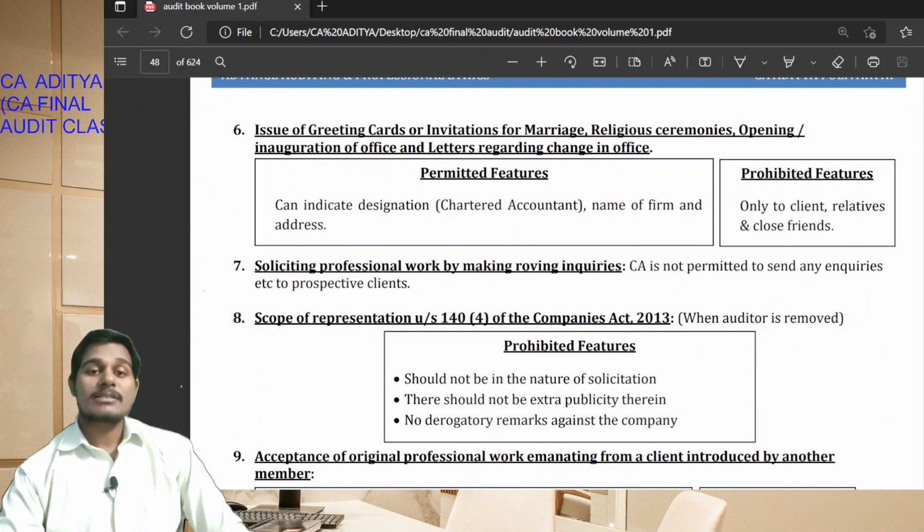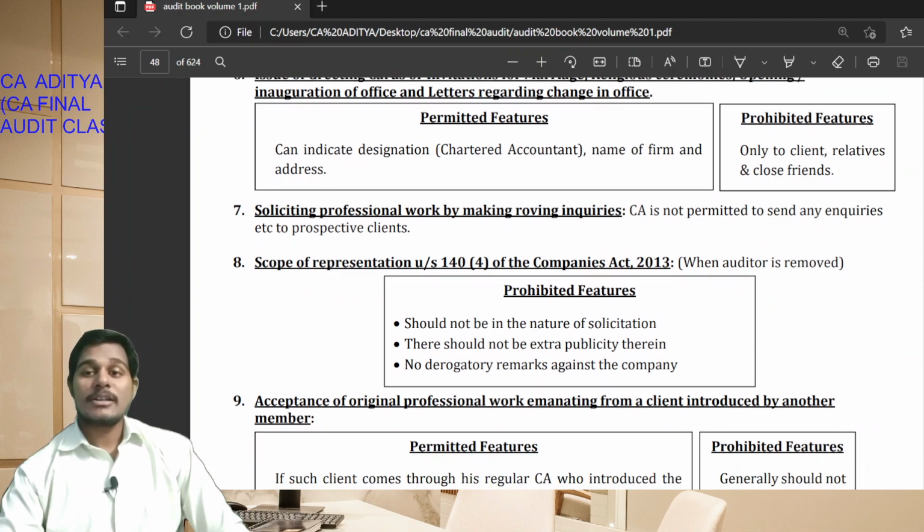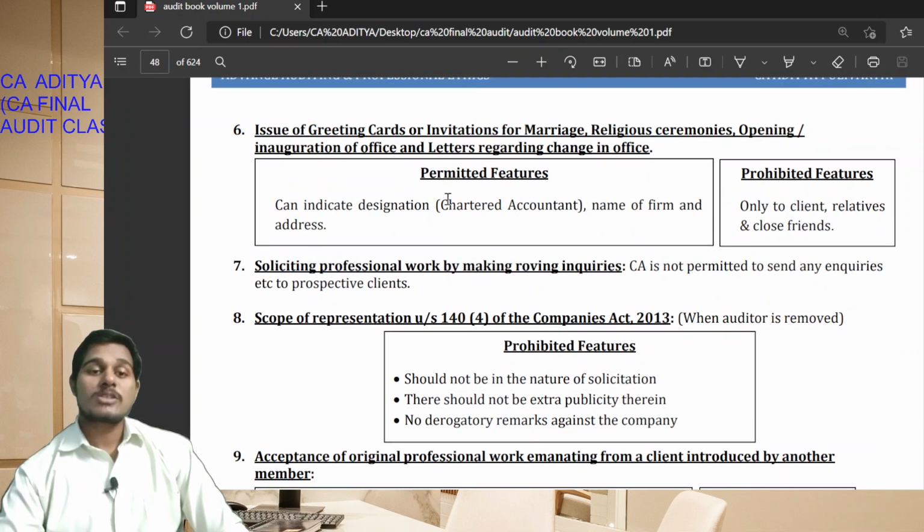Issuing of greeting cards. The greeting cards are for a religious ceremony or the opening of his office. The chartered accountant can use his designation as well as the name of the firm and address, and it should be provided only to members of the client's family, relatives or close friends. If it is provided to any other persons, then it will be professional misconduct.